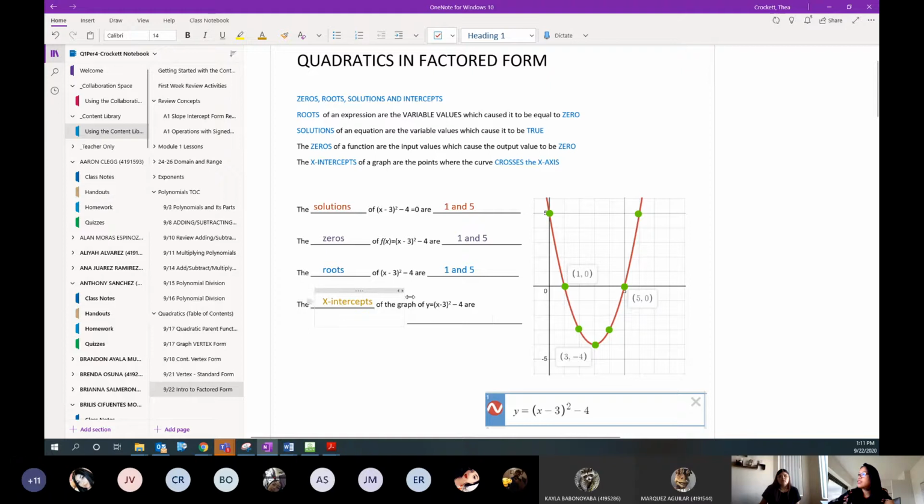Okay, and this is going to be written differently because when we talk about graph, we always have pairs. So instead of just saying 1, you're going to state that as 1, 0, and 5 comma 0. Okay, so it means the same thing, just different words.